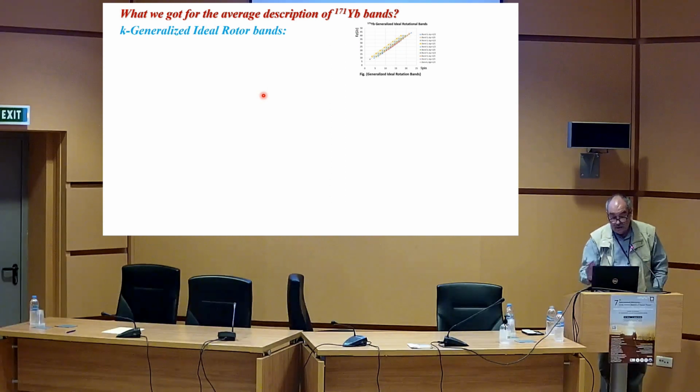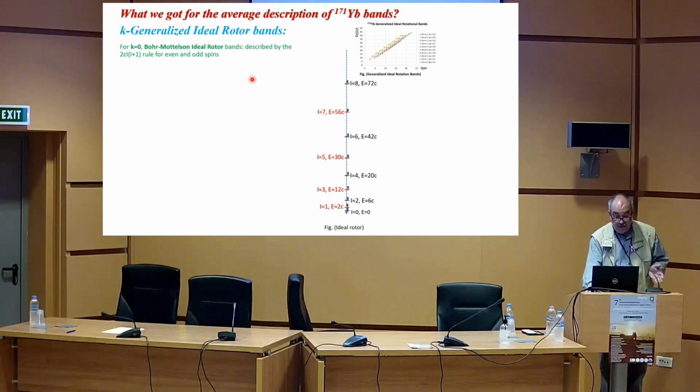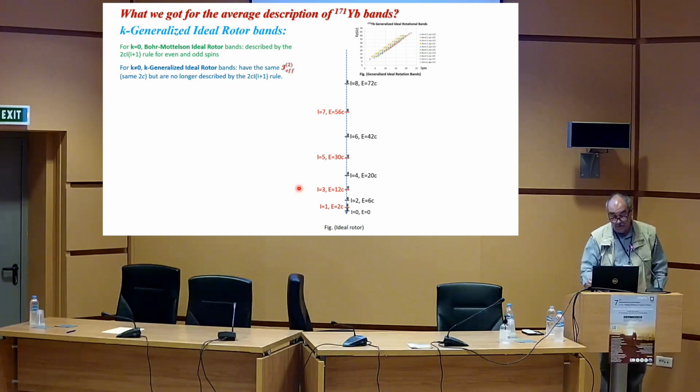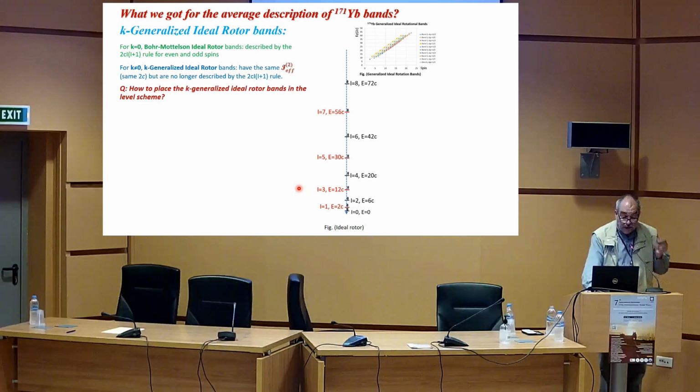So we start with our generalized ideal rotor bands. And we see that for K=0, we have the pure Bohr-Mottelson ideal rotor bands with the even and the odd bands represented here. That's already a prototype for a level scheme. Now, for K non-zero, there's a whole bunch of bands. These all share the same effective moment of inertia, but are no longer described by the Bohr-Mottelson rule. How to place the K generalized ideal rotor bands into the level scheme? That's the question.